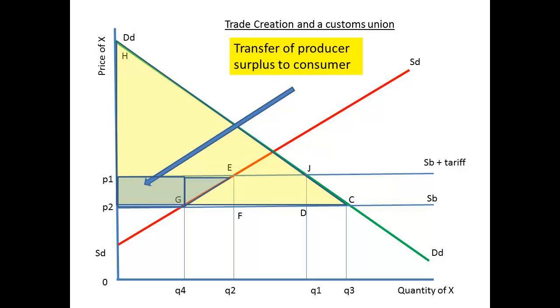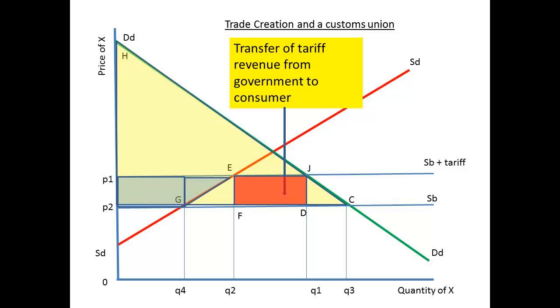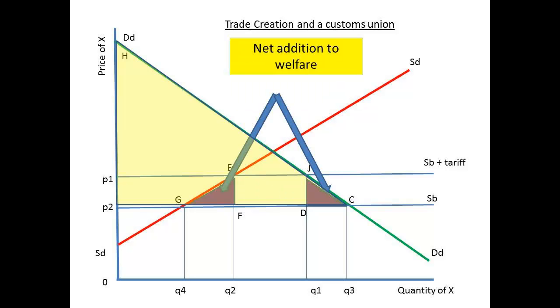The benefit to the consumer is the transfer of producer surplus and is represented by the shape P1, P2, EG. The red area here, the rectangle FEJD, represents the loss of revenue from tariff that would have gone to the government. The two smaller triangles, GEF and DJC, represent a net addition to welfare. This situation then increases welfare.